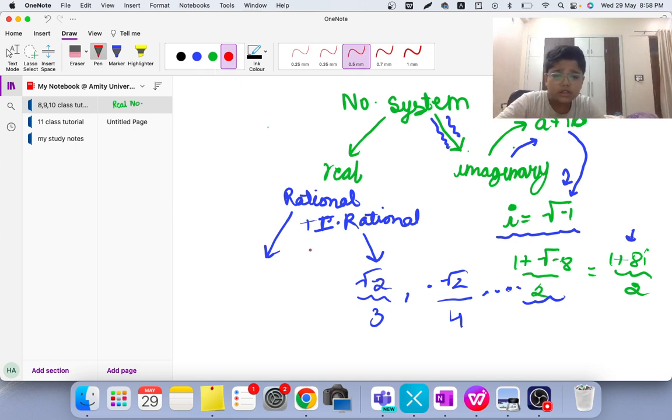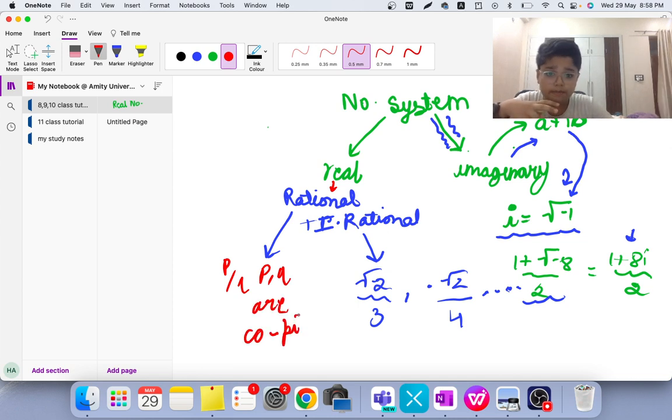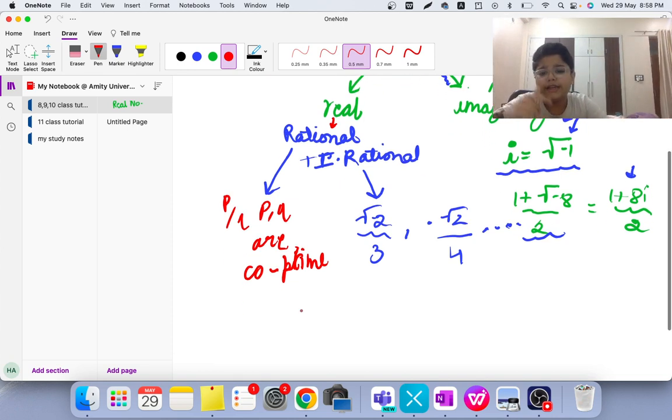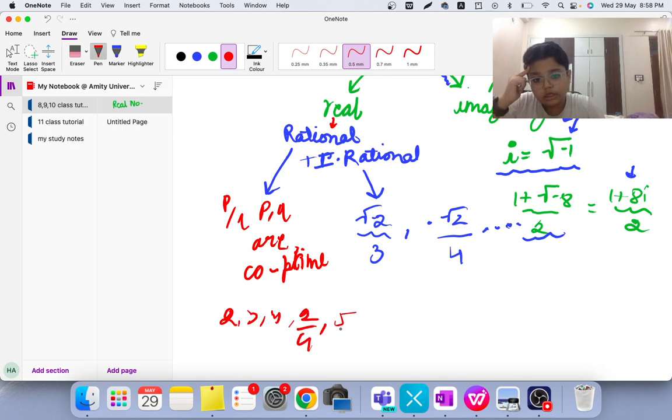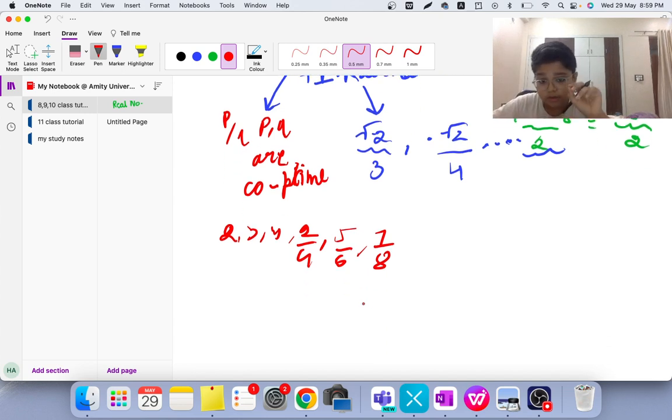But now you will ask what's rational. So let me tell you, rational is any number which could be written in the form of p by q, where p and q are co-prime. If they are co-prime and written in the p by q form, they are rational. Like 2, 3, 4, 2 upon 4, 5 upon 6, 7 upon 8. They are all rational. Now, hear me carefully.